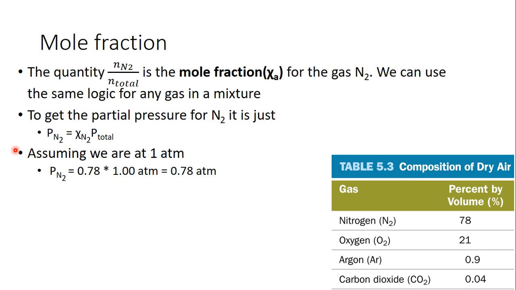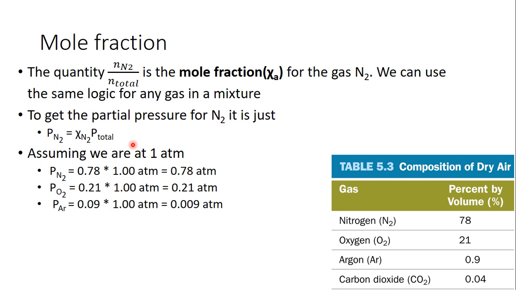So let's try and do an example of this. Let's say we're at 1 atmosphere. And let's say nitrogen takes up 78% of our volume. So the mole fraction is 0.78. So the partial pressure due to nitrogen in the atmosphere is 0.78 times 1 equals 0.78 atmospheres. Oxygen would be 0.21 atmospheres, argon 0.009, and carbon dioxide 0.0004 atmospheres.